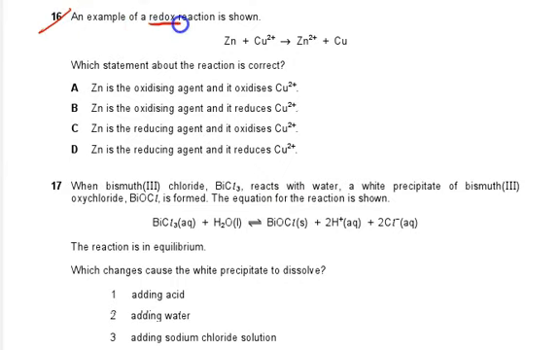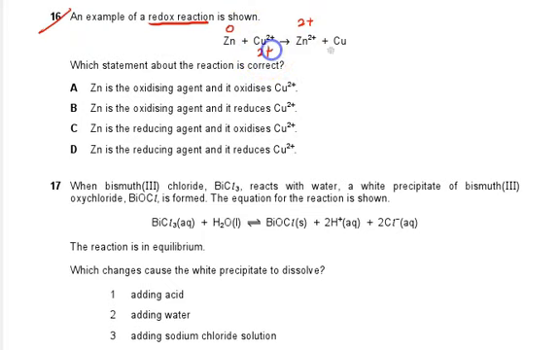Okay, an example of a redox reaction is shown. Please remember, if you have an atom or molecule, its oxidation number is 0. Here is 2 plus. Here is 0. Here is 2 plus and reduced to 0. So if your oxidation number increases, it means the zinc has been undergoing oxidation.